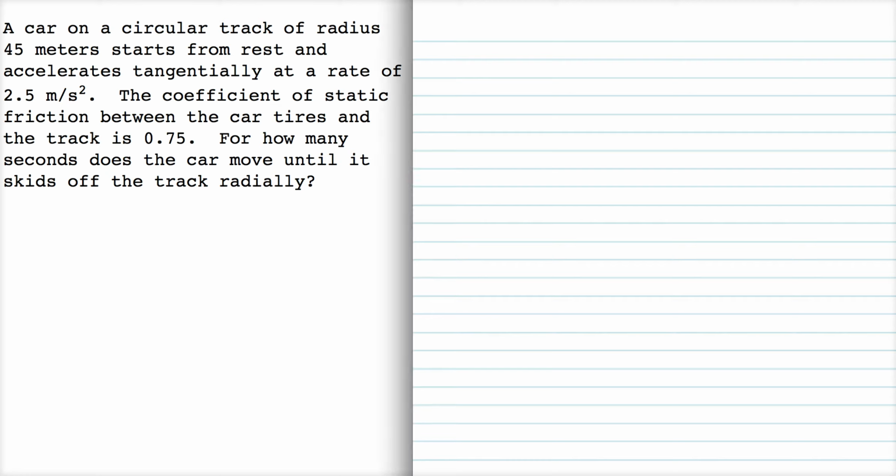Here we have a problem with centrifugal force and friction. So let's draw a diagram and see what's going on. I'm going to start with the top view of the situation. So this car is going around a circular track of radius 45 meters.